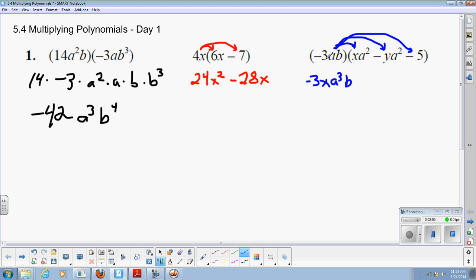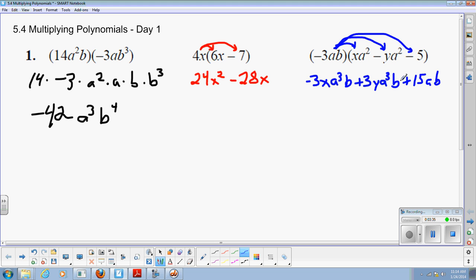Now I'm going to redistribute to the middle term. Negative 3 times, and this will be negative 1, so that makes it plus 3. I have a y on the term on the inside on the trinomial, but not on the monomial, so copy the y. A times a squared, a cubed. B times 1, so I'll write down b. And now my third and final term, negative 3 times negative 5 makes that plus 15. There are no variables behind the 5, so I will just write behind it a, b.